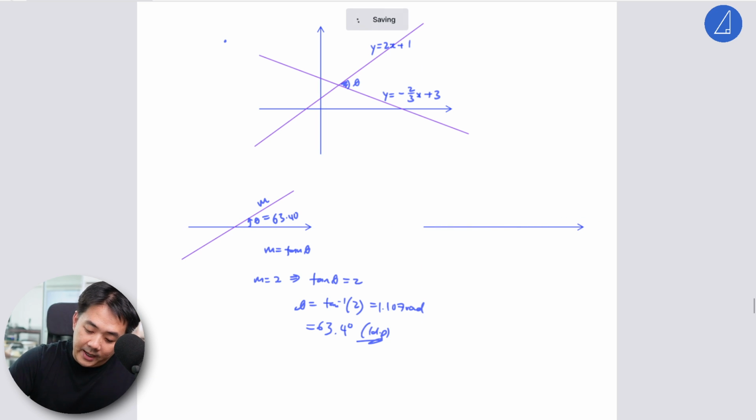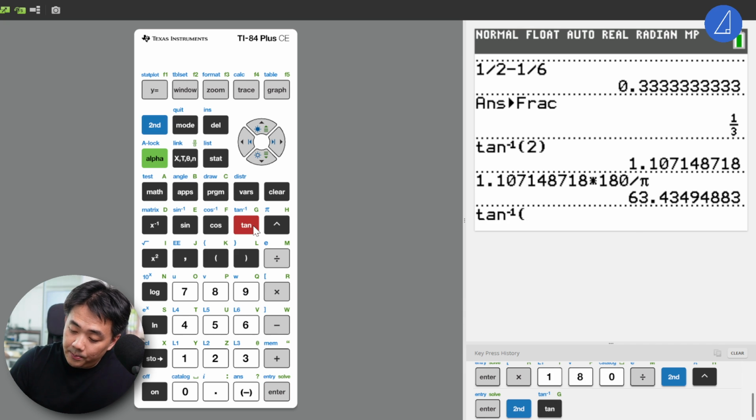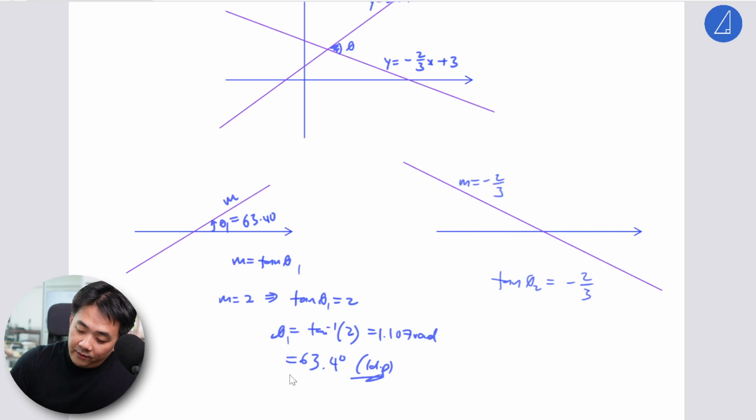Okay, so if say I've got m equals negative 2/3. Now remember this one. If it's negative, what do you do? Maybe I just put this as angle 1, angle 2. So tangent theta 2 is equal to negative 2/3. Now remember, we just learned something called the principal argument. So if you tangent inverse, you get negative 0.588 radian, which is 3 SF.